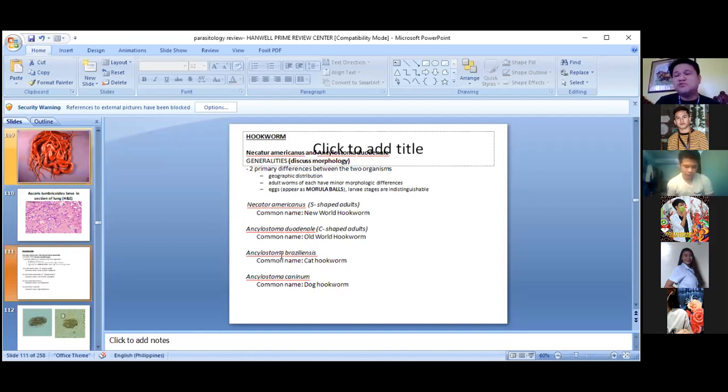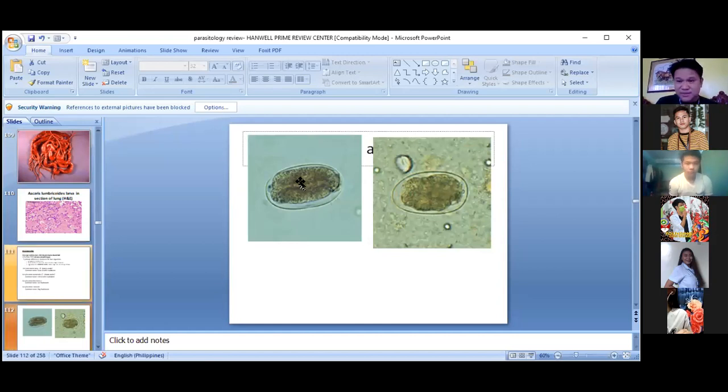Now, my dear students, when you talk about the hookworm ova, it looks like morula balls. No? I will let you see a morula ball ova. This is a typical type of a morula ball ova. So makita nyo, yung ova ng Ascaris kanina, it appears fried egg appearance, right? Mukha siyang fried egg, right? Yung ova ng Ascaris. Ito naman, ganyan pala ang morula balls.